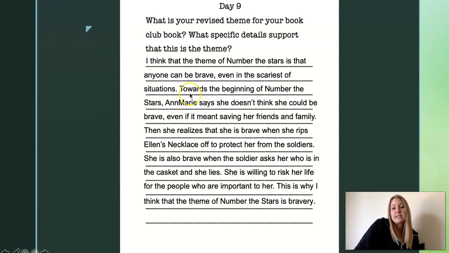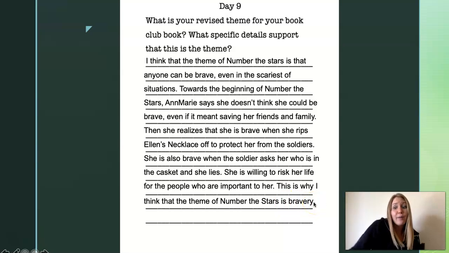And then when I get into my evidence, I start using really specific examples from the book and the characters. I say towards the beginning of Number the Stars, Anne-Marie says she doesn't think she could be brave, even if it meant saving her friends and family. Then she realizes that she is brave when she rips Ellen's necklace off to protect her from the soldiers. That's one part of the book where I think she's growing and saying, oh, I really can be brave if I'm in the right situation. She's also brave when the soldier asks her who is in the casket. This is later at Uncle Henrik's house, and she lies to them. She is willing to risk her life for the people who are important to her, and that is why I think that the theme of Number the Stars is bravery.